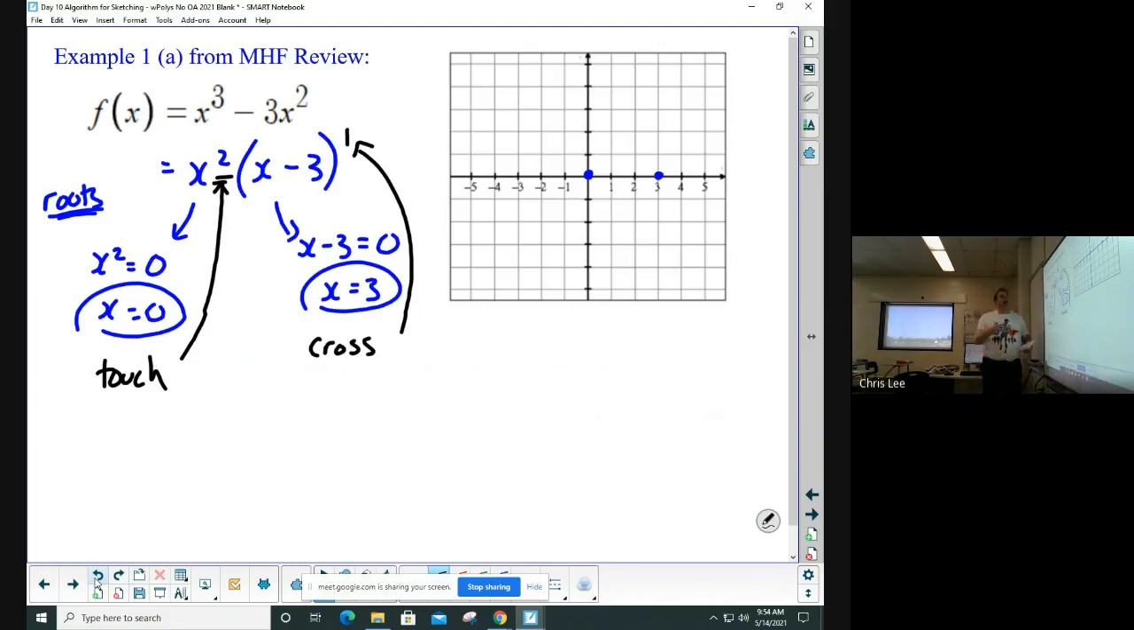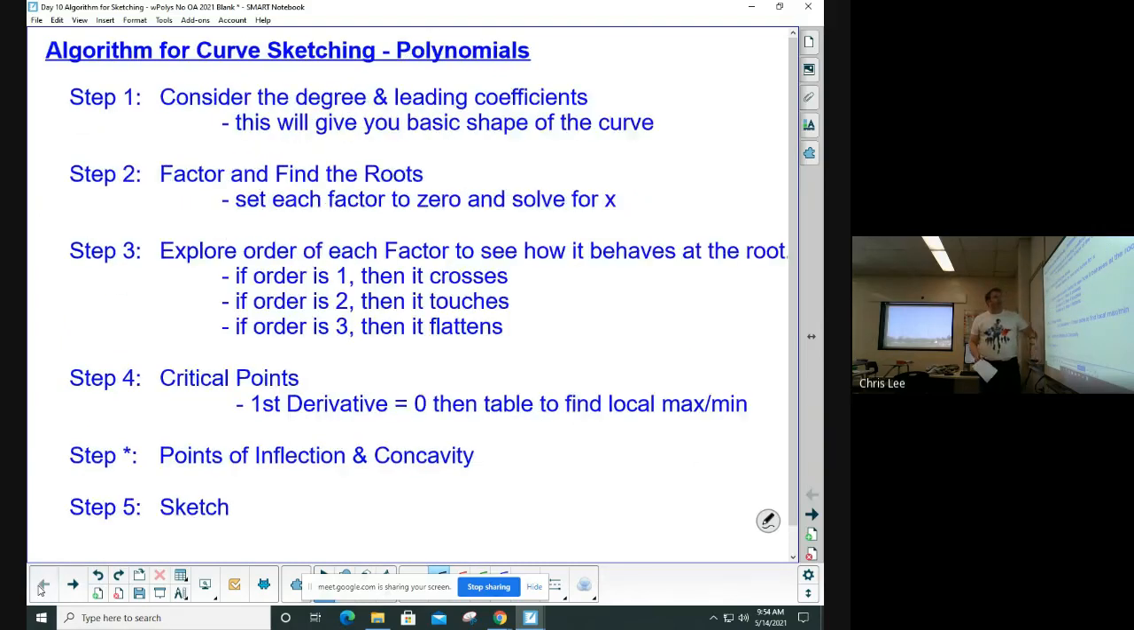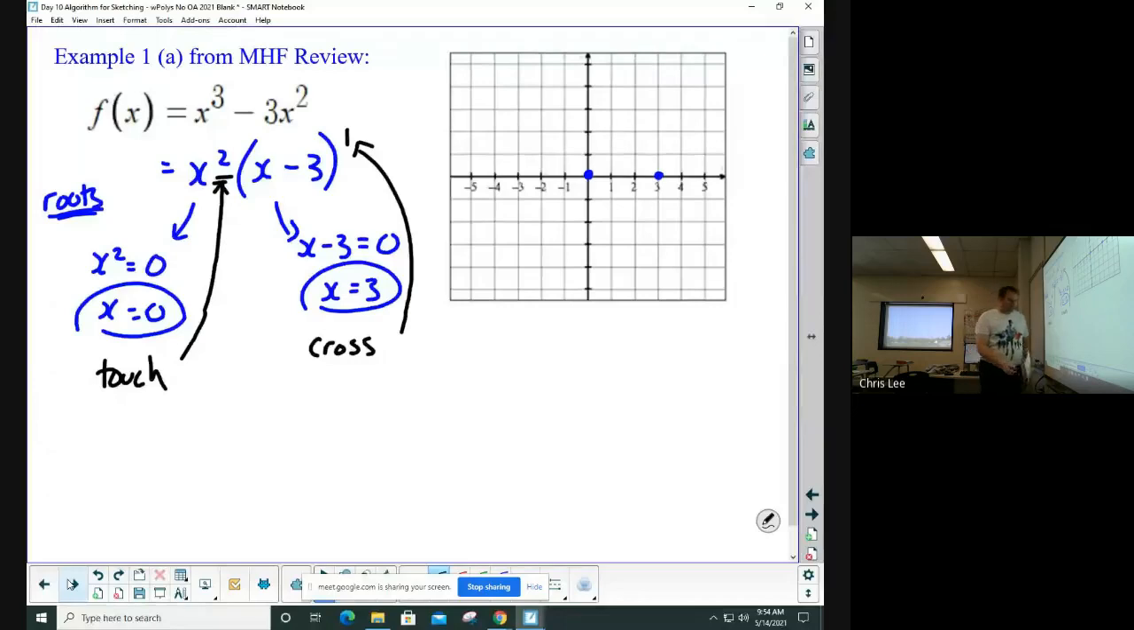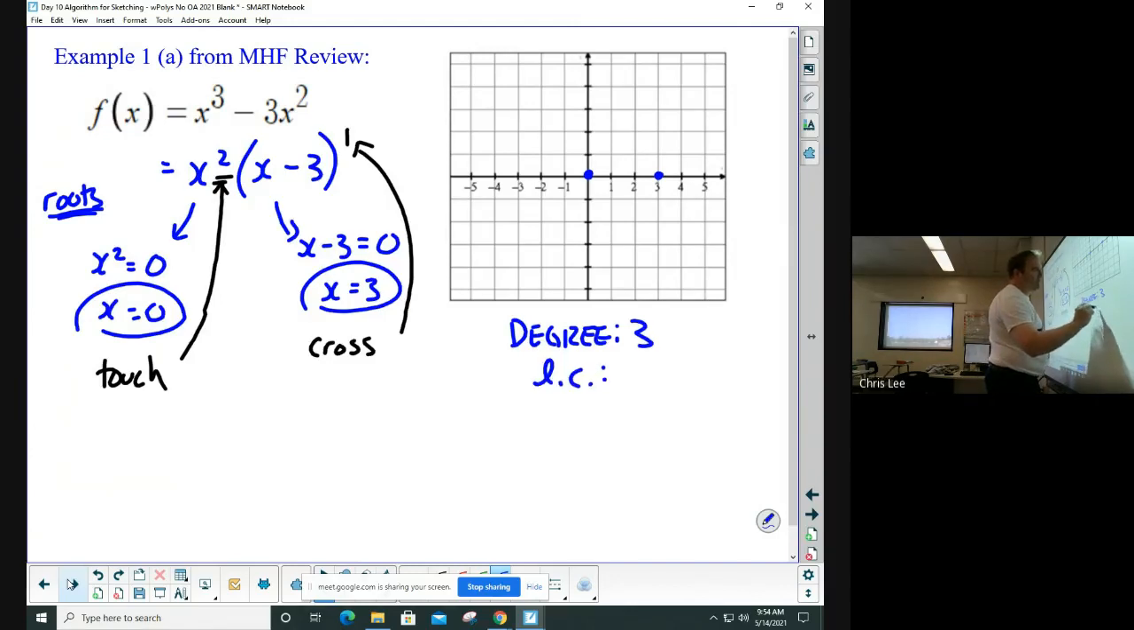Now, I realized that I skipped ahead and did step 2 here, and I forgot step 1. Consider the degree and the leading coefficients, so to get the basic shape of it. So I forgot to do that part. Let's go and do that right now. So if you look at this, the degree is 3. And the leading coefficient is positive.